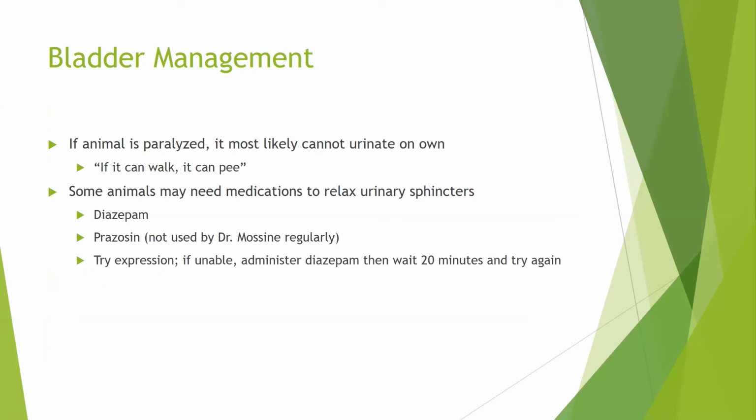However, as Dr. Mosine would say, if it can walk, it can pee. But some animals do need medications to help relax those urinary sphincters if they cannot go on their own. But first, before you do any of those medications, you do want to try expression. If you're unable to do that, Dr. Mosine usually likes to start with diazepam. So you'll give that, and then you'll wait 20 minutes and try the expression again. There is another medication called prazosin. That one's not usually used by Dr. Mosine, but in certain cases, it is needed.